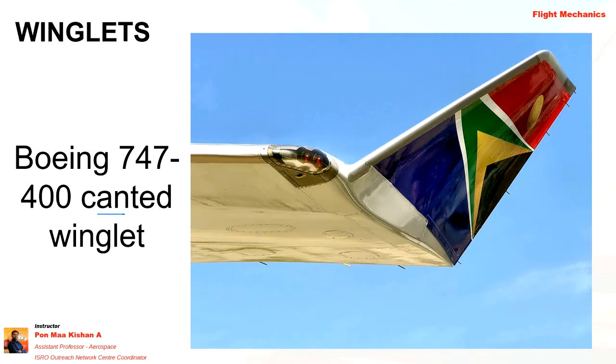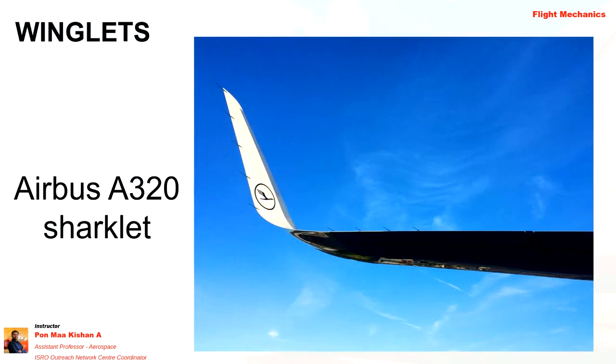So Boeing canted winglet is another one, and sharklet. That's why in the first image, A350 and A320. If it is having a sharp turn like a blended shape, that is called a sharklet. So this is one type of winglet, which was used in various aircraft.